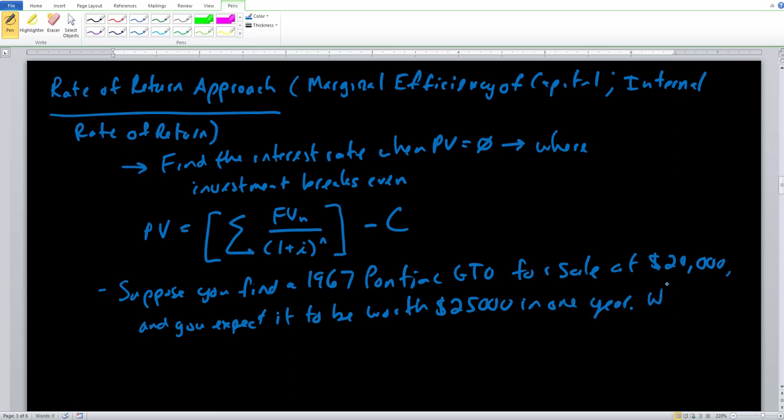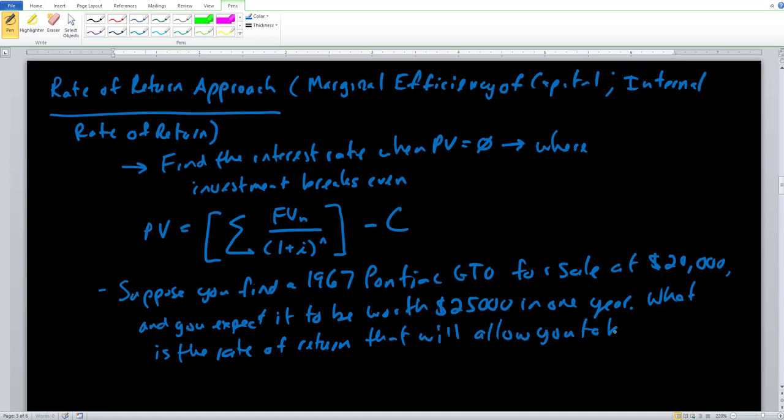The question that we want to ask is, what is the interest rate, or what is the rate of return, that will allow you to break even?